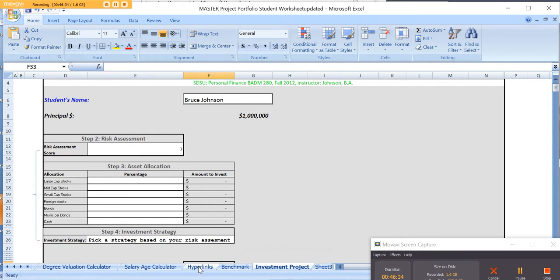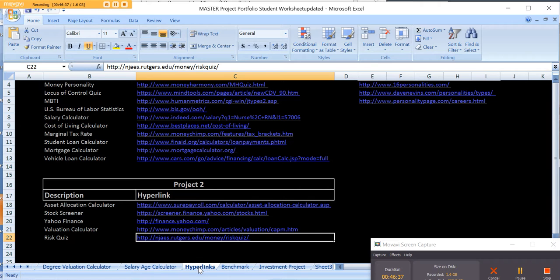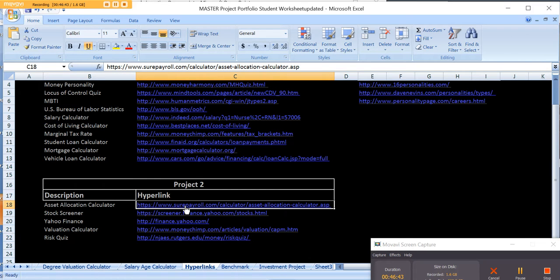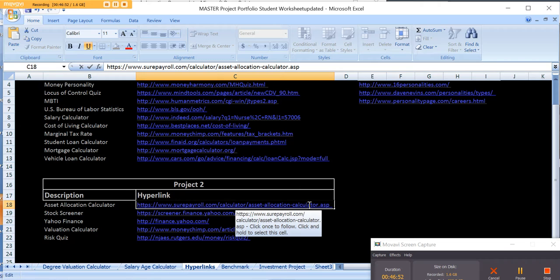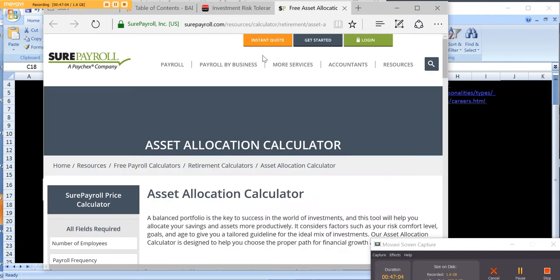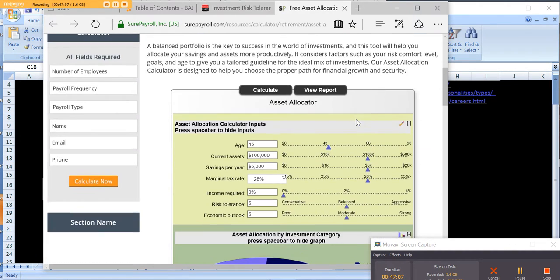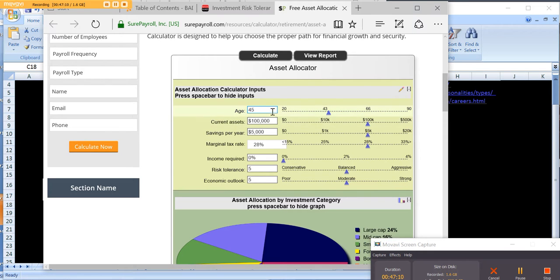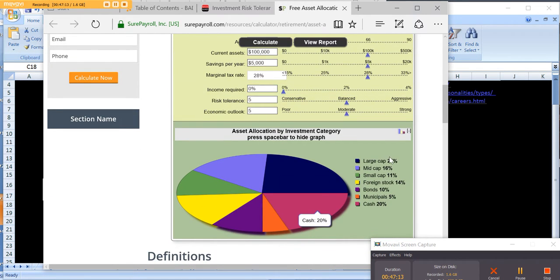So I'm going to go back to hyperlinks, and I'm going to go to this asset allocation calculator. I'm going to click on that, and this asset allocation calculator should come up. We're going to start filling this out, and down here it will tell us the percentage of our money and where it should be going.